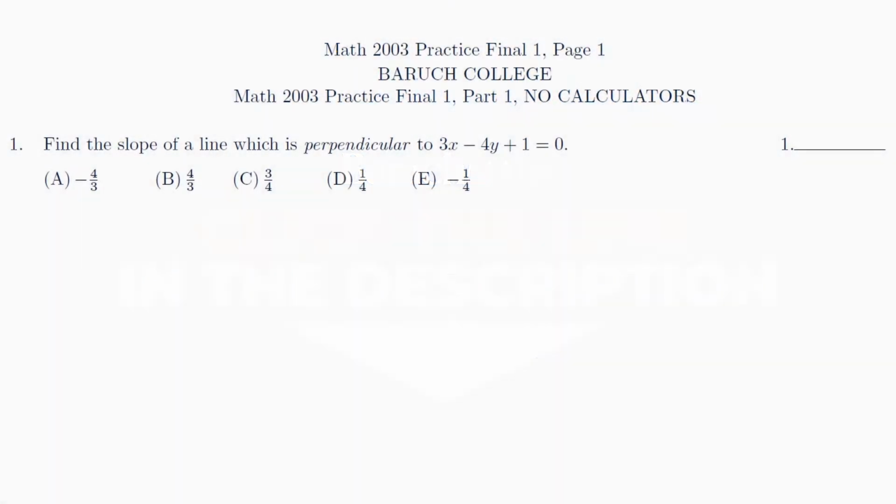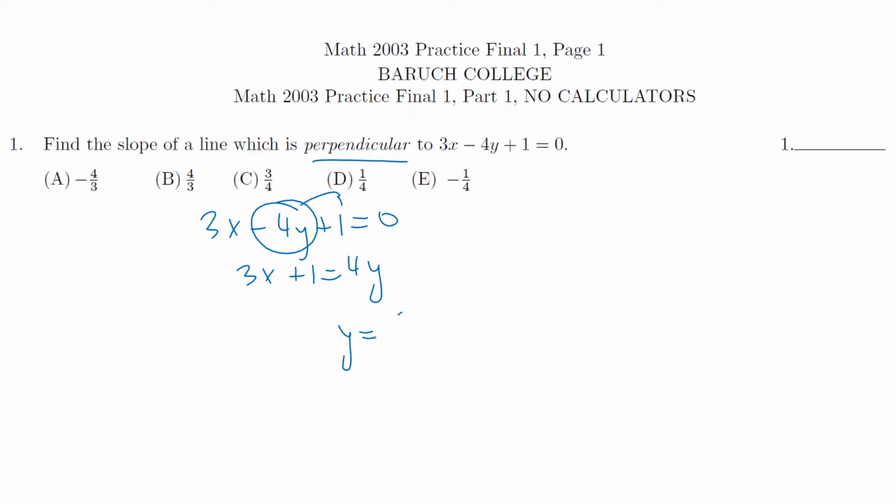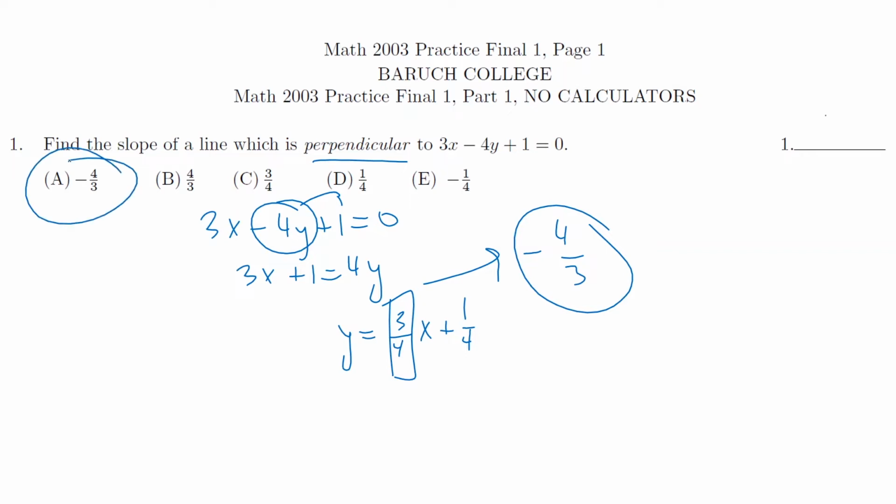So let's do this. Problem 1. Find the slope of a line which is perpendicular to this. Okay, so the keyword here is perpendicular. 3x minus 4y plus 1 equals 0. So 3x plus 1, I'm just moving 4y to the other side, is equal to 4y. Therefore, y is equal to 3/4 x plus 1/4. Now, the slope is 3/4 of this line, but we're looking for the perpendicular one, so it's going to be the negative reciprocal, so just negative 4/3, it's A.